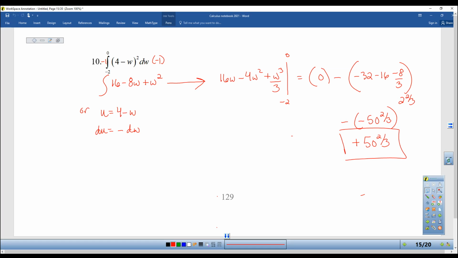So hopefully these integrals are feeling like something that you can do. If not, I hope that was a little good extra practice for you. But definite integrals is really just an extra step.